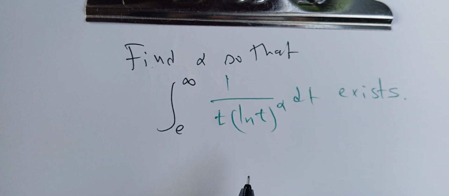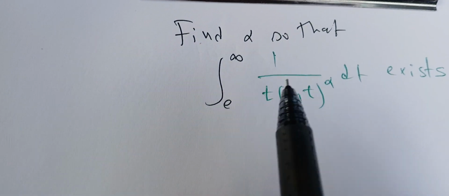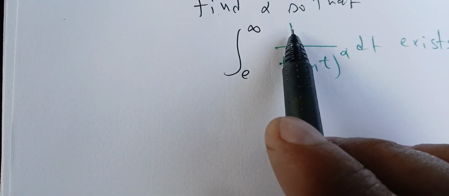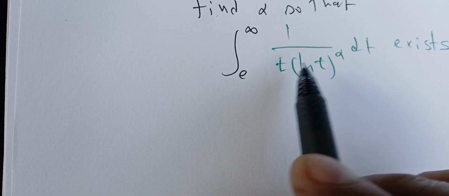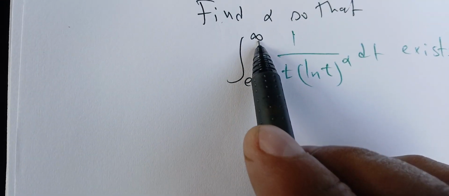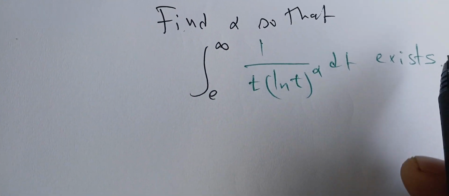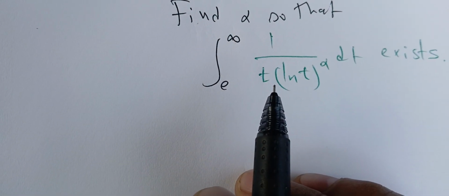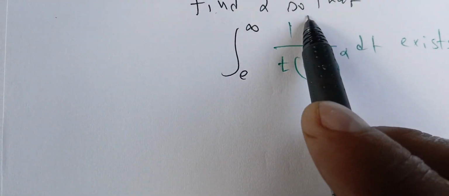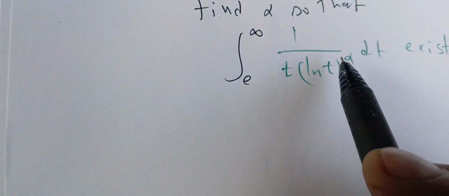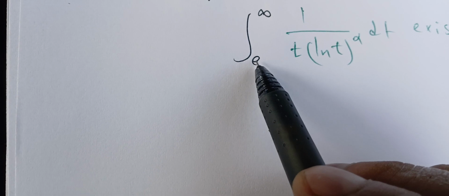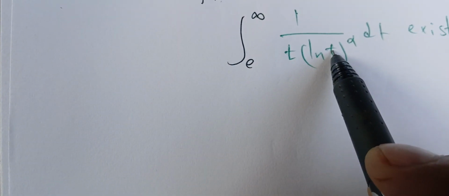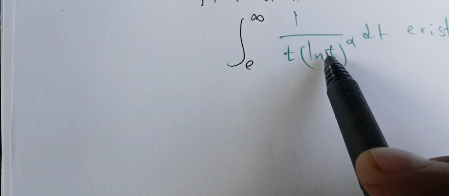In this question, we're going to try to find alpha so that this integral of this function, which is 1 over t times ln of t to the power alpha, between e and plus infinity, exists. The first thing that we need to do is check the function for any discontinuities. So here we have 0, but we are not integrating around 0, and also we have 1 because the natural log of 1 is 0, but that's not a problem.